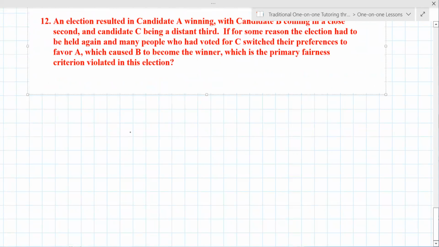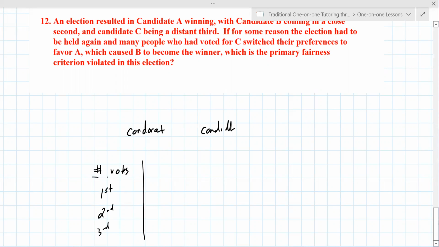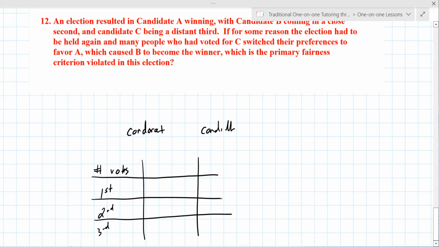And it would take some numbers to get this to come out right. But it's the same idea. You have the number of votes: first choice, second, and then third. And we just have to come up with the numbers here, if that's part of this, which maybe it is.